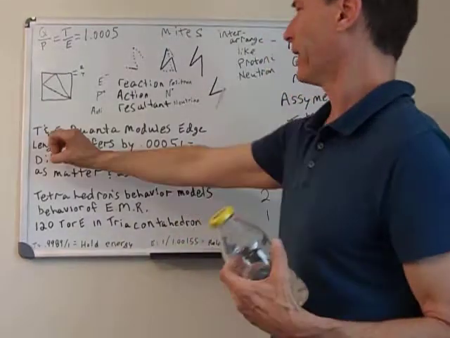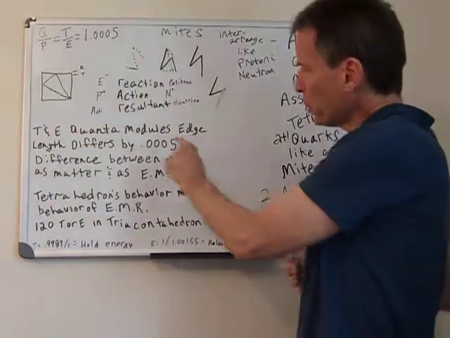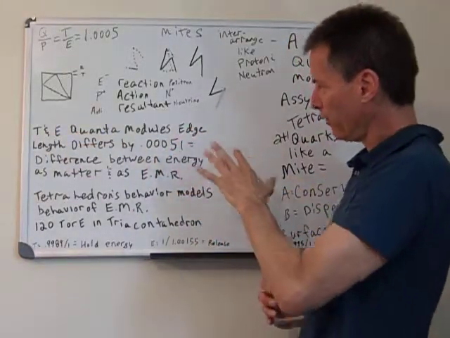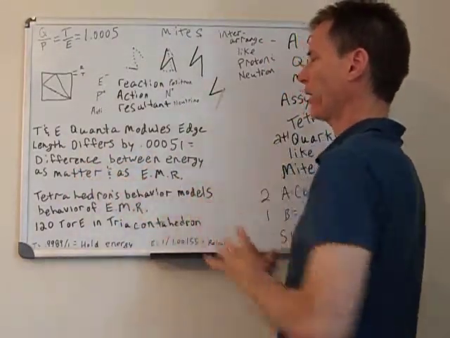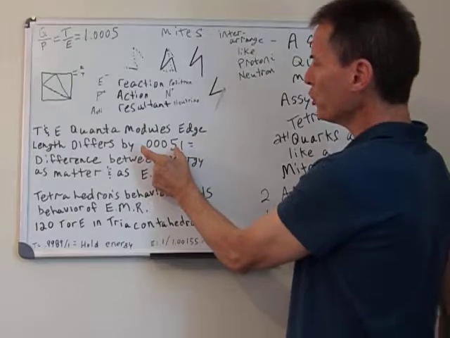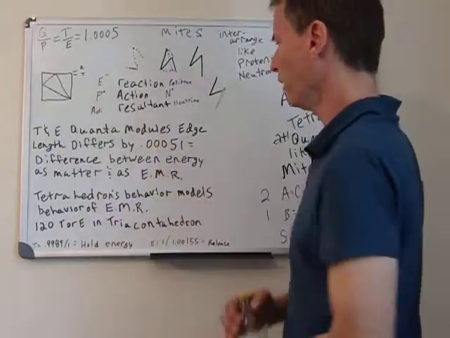Bucky likes to explain that the difference between the T and E quantum module's edge length, which differs by 0.00051, is the difference between energy as matter and as electromagnetic radiation. This is extremely close to the atomic mass unit of the electron.